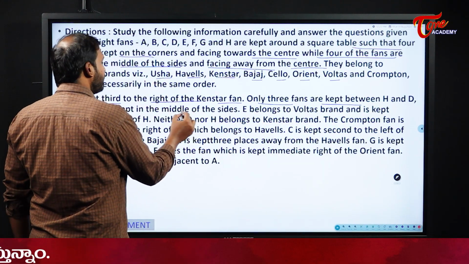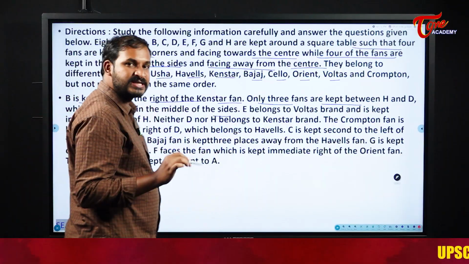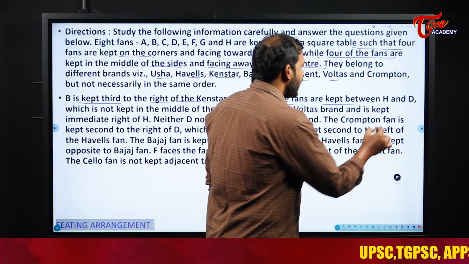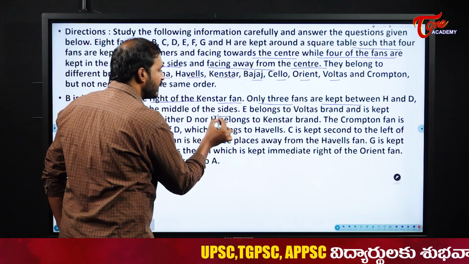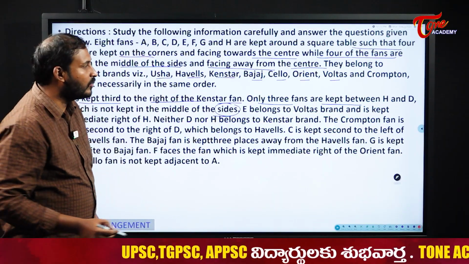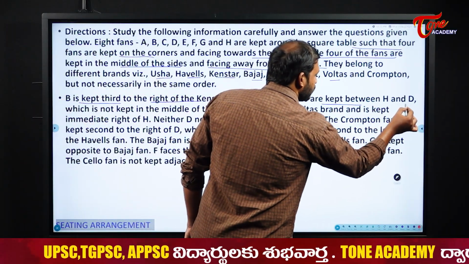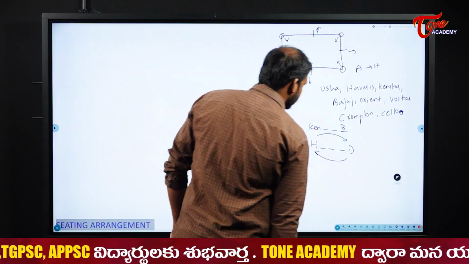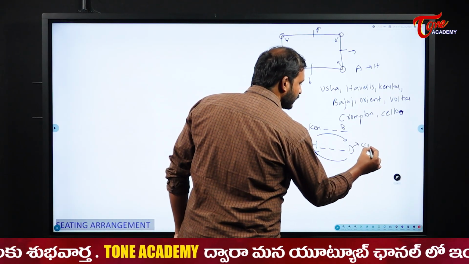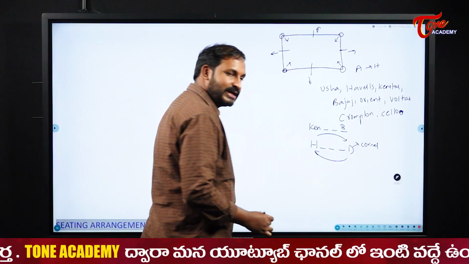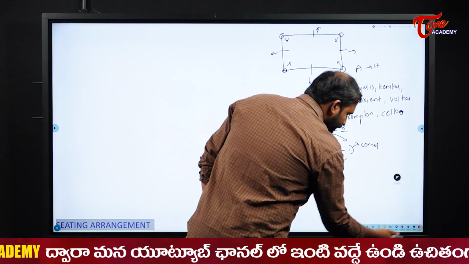Next, which is not kept in the middle of the sides. About whom are they speaking? Between H and D, which is not kept in the middle of the sides means they are speaking about D, fan D. So that means D is at the corner. Why? Because it is not in the middle, so obviously D will be at the corner.